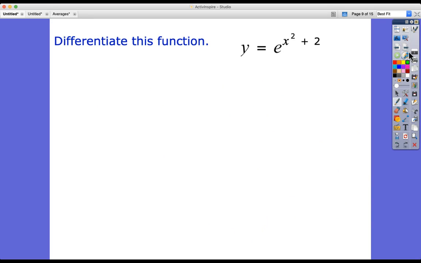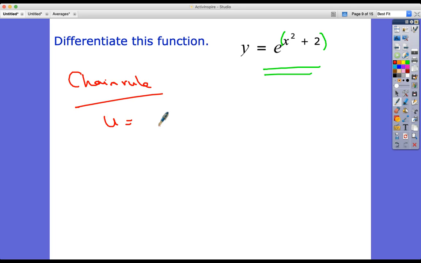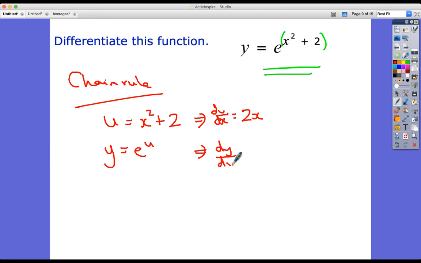So the next one, y equals e to the (x squared plus 2). Maybe I'll put some brackets around that just to show it's all one function. Again, it's a function within a function. It's the chain rule. So by the chain rule, first job is to pull out that function within the function, within the main function. In this case, it's x squared plus 2. We've got y equals e to the u. Okay, so now we're just going to go and differentiate these things. We get 2x here. And if we differentiate y, we get dy by du, which is e to the u, or in this case, e to the (x squared plus 2). That's what the u was.